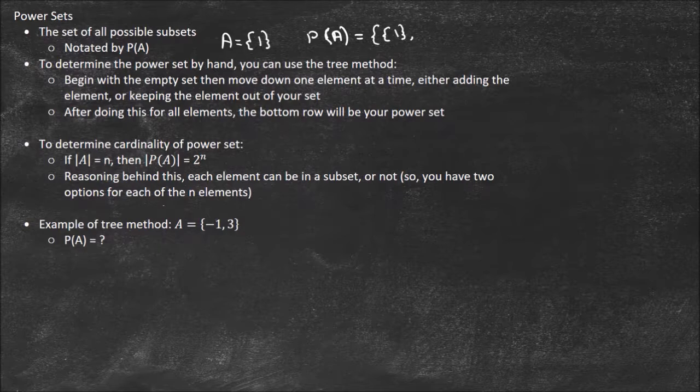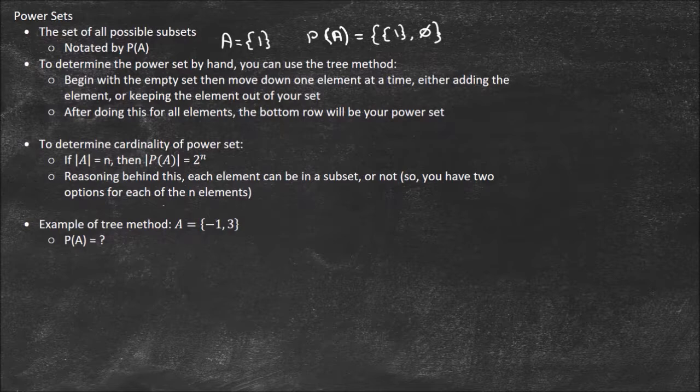But remember, the empty set is the subset of any and all sets. So the empty set is a subset of A, so that has to be included in the power set. So I'll write the empty set like that right there. So those are the two. That is the power set of the set containing 1. So that's the set of all possible subsets. We get the empty set and the set containing 1.